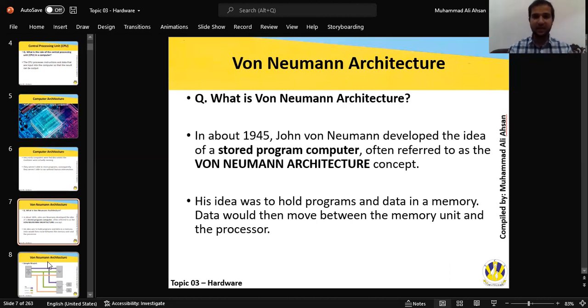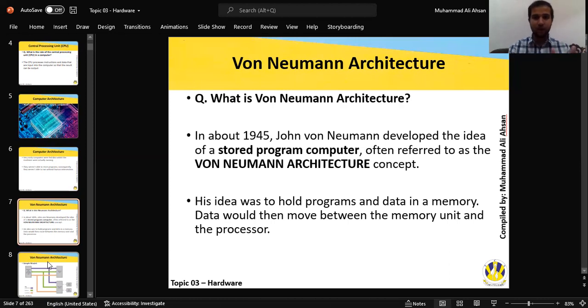So what was his basic idea? His basic idea was that the programs should be stored in a computer memory. And whenever any data is required by the central processing unit, that data will move from the computer memory towards the processor. So this was his basic concept. This was his basic idea that was given by him.